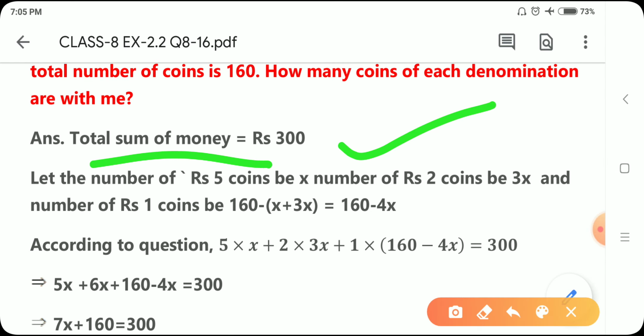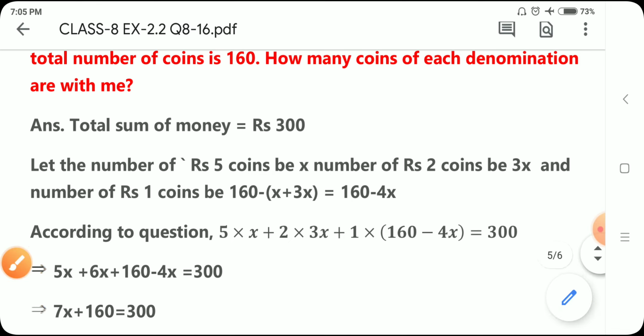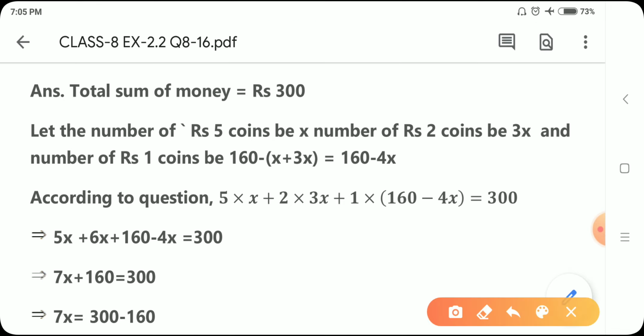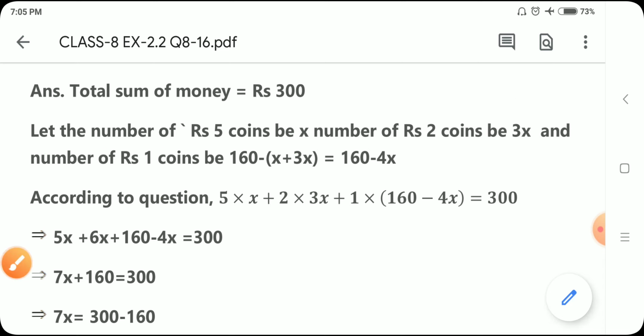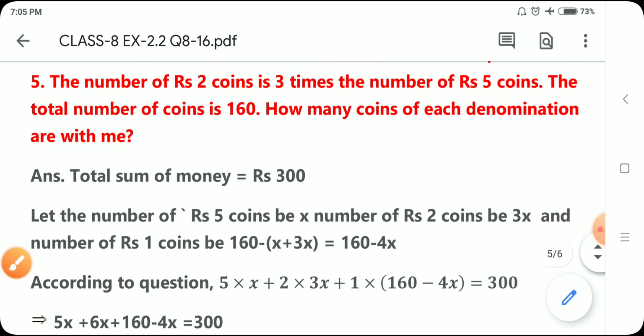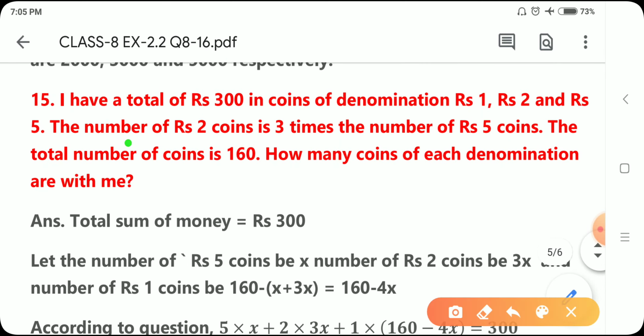I have total money rupees 300, and total coins are 160. It is given that let the number of rupees 5 coins be x. Number of rupees 2 coins be 3x, and number of rupees 1 coins we will find. It is given that the number of rupees 2 coins is 3 times the number of rupees 5 coins.